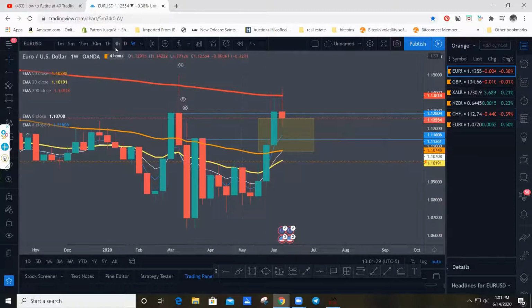I think your 8-day is a little better though. Well, yeah, definitely. That's just more confluence of me saying it's pushing back down into the area. That's why I got that zone right here. If anything, this would be a take profit one.